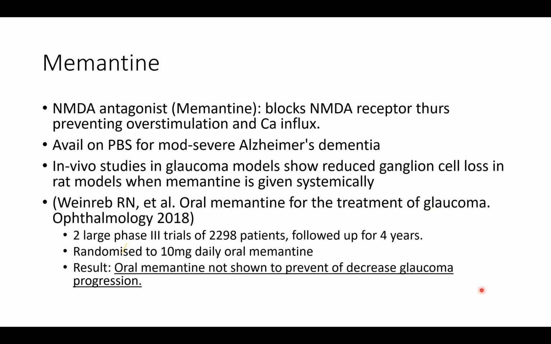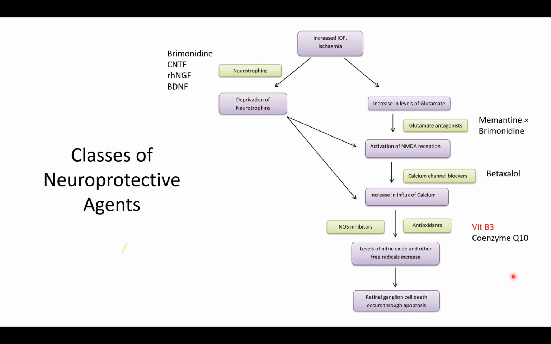other neurodegenerative diseases. However, if we look at the studies in glaucoma, a few years ago, it was getting a lot of attention. However, a large phase 3 trial, which was done in 2018, involving 3,000 patients who were followed up for 4 years, found that oral memantine didn't actually show any decrease in glaucoma progression. So it appears that at this point, memantine has lost a bit of steam, as the current literature doesn't appear to show a neuroprotective effect in glaucoma.